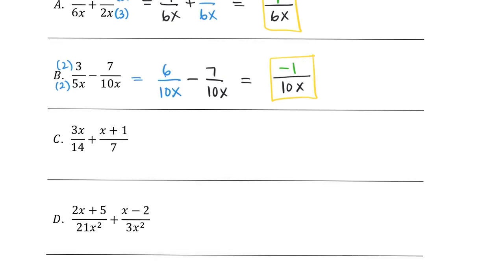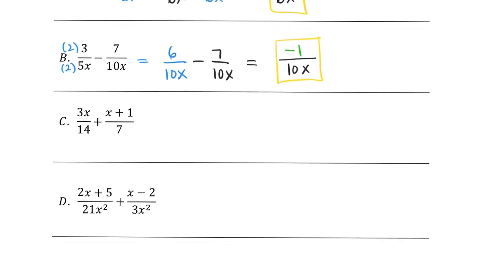Okay, let's try a couple more. For C, I have 3x over 14 plus x plus 1 over 7. Let me look at this smaller number. Can I turn that into 14? Yes, I can do it by timesing 2. Okay, if I times 2 on the bottom, I do it on the top, but I have to times the whole thing by 2. Okay, so let's rewrite this. Okay, now I'm timesing everything by 2 here. So this is 2 times x, and this is 2 times 1. So this is going to be 2x plus 2 over 7 times 2 is 14.